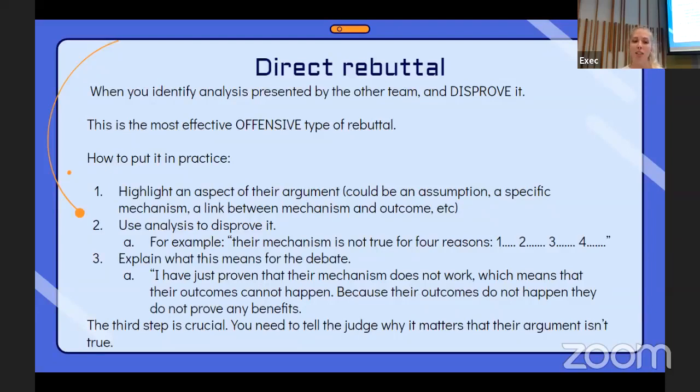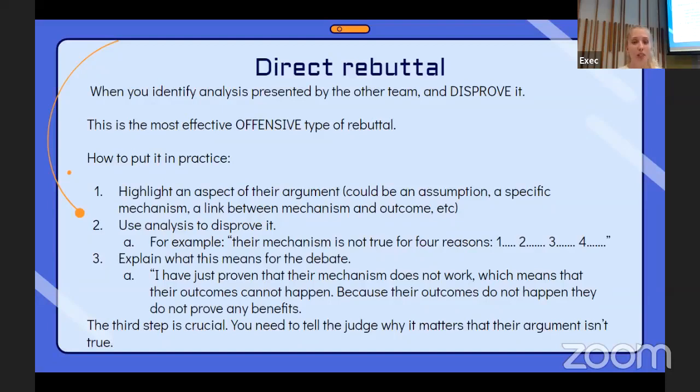So how you put it in practice is firstly, you want to highlight an aspect of the other team's argument. It could be an assumption that they made, it could be a specific mechanism or specific reason they gave for the argument. Or it could even be a link between a reason why they think that something happens and the thing that happens, where you think that's not necessarily true or sound reasoning. Once you've highlighted a part of their case, the second thing that you want to do is use analysis to disprove it. For example, it most commonly looks like in debating, their mechanism is not true for X number of reasons. Usually it's a big list of reasons why it's not true.